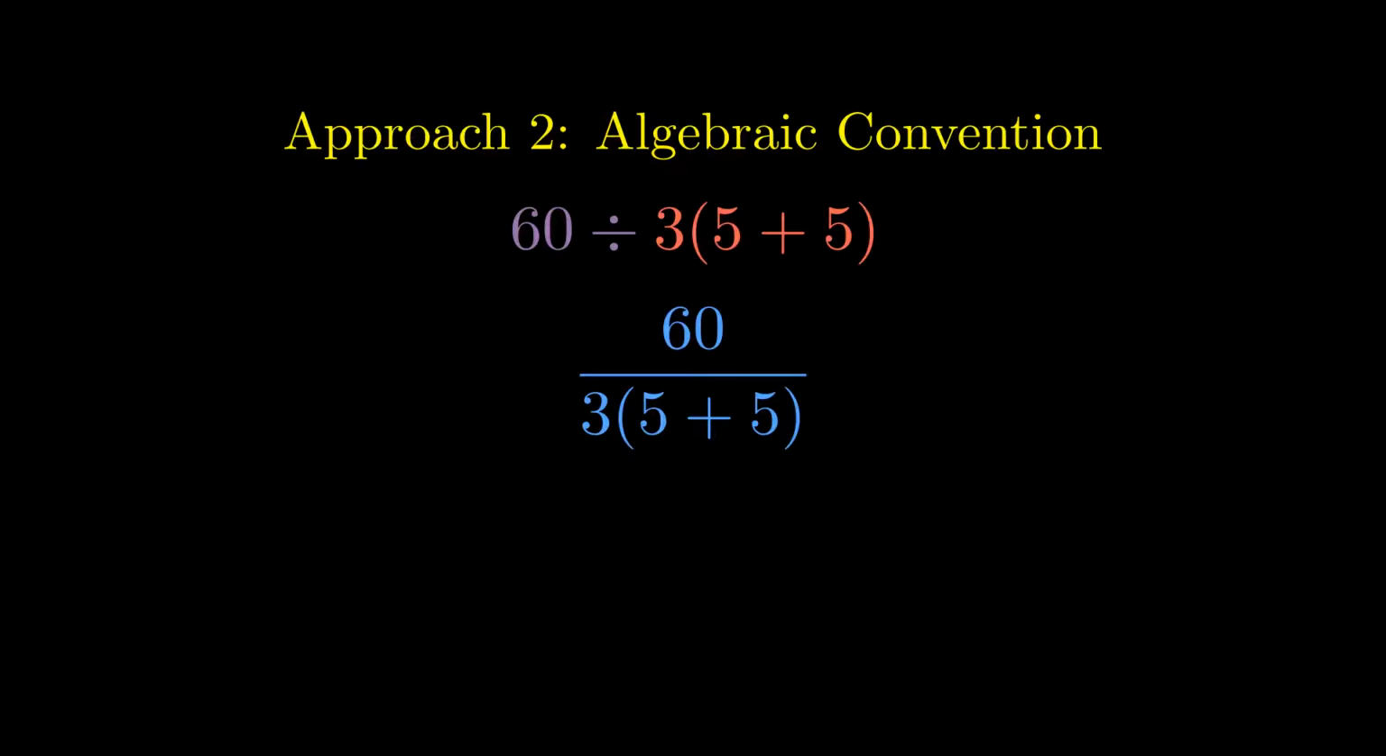Written as a fraction, it looks like this. Now there's no ambiguity about what needs to happen first. We still handle the parentheses first, getting 10. Now we evaluate the entire denominator. 3 times 10 is 30. And we get 2. Same expression, different approach, completely different answer.